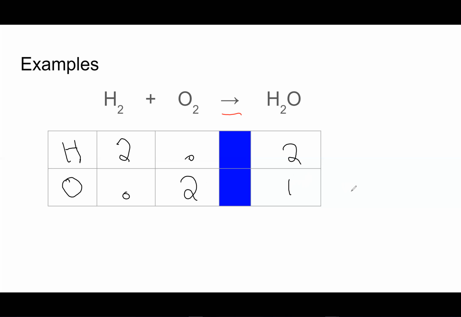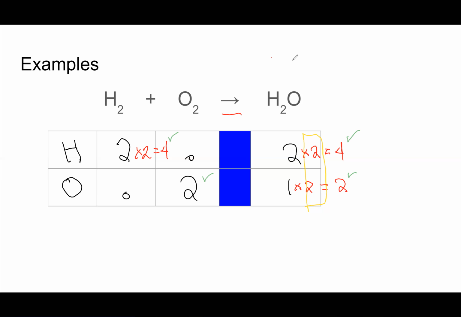Okay, so I multiplied the hydrogen by 2 because if I multiply the oxygen by 2 in this column, I have to multiply the hydrogen by 2. Now if I go back and look, my hydrogens aren't matched up anymore, right? I have two hydrogens on the left, four on the right, so I have to multiply this one by 2. And now I'm good to go. So let me just double check myself. I have 4 hydrogens and 4 hydrogens, 2 oxygens and 2 oxygens. So now everything is balanced.